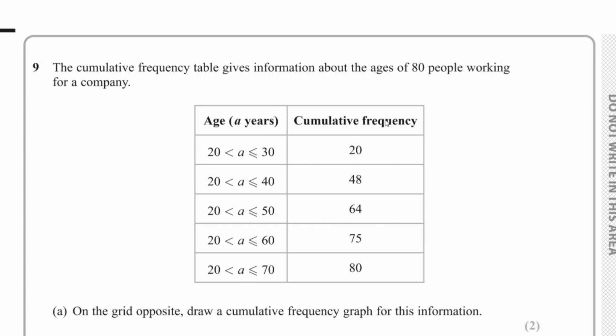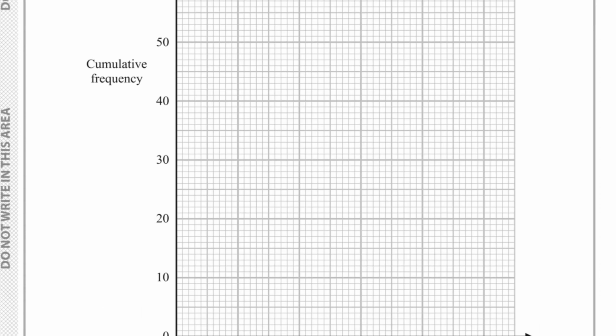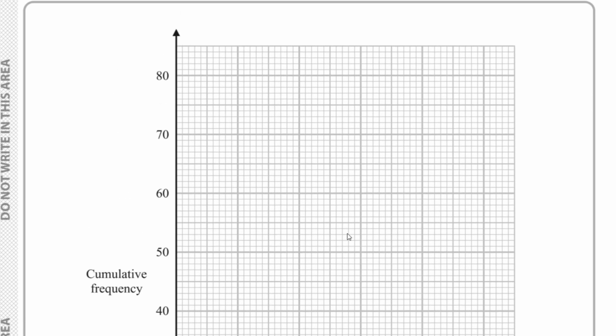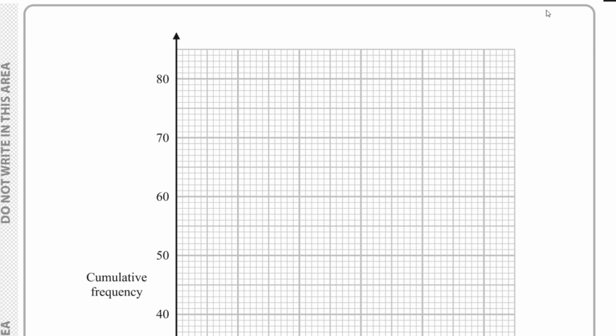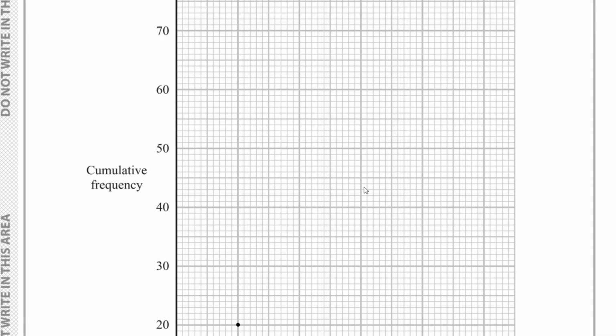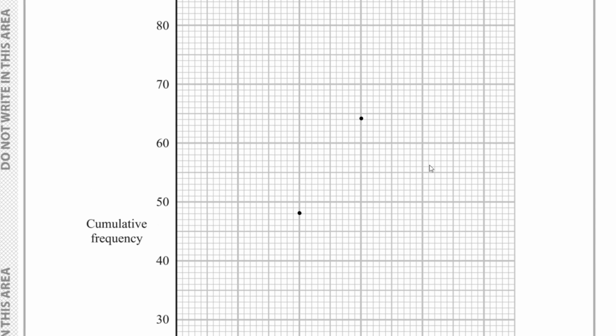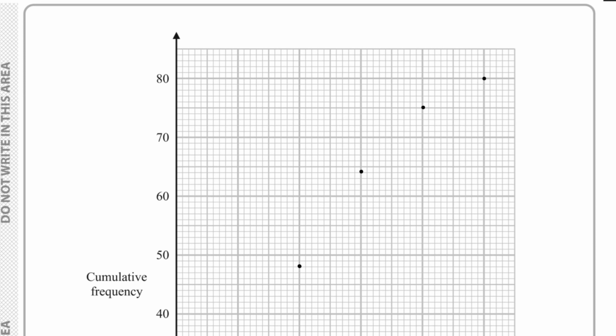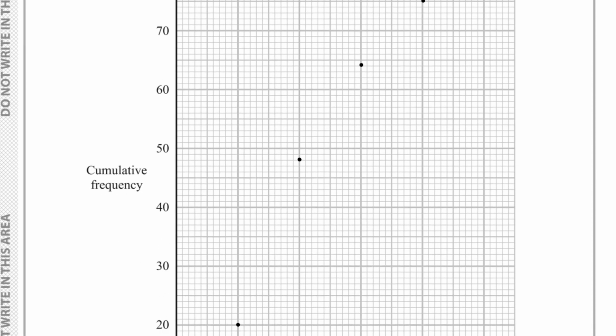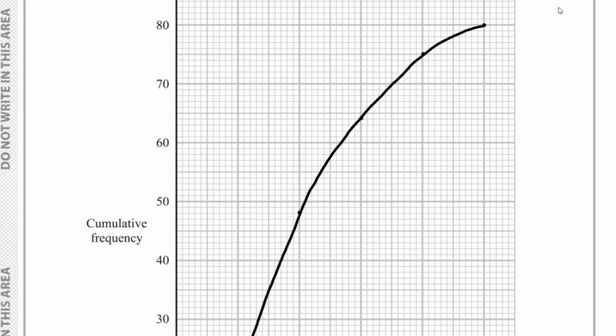Question number 9. The cumulative frequency table gives information about the ages of 80 people working for a company. We've got the age in years and the cumulative frequency. On the grid opposite, we have to draw a cumulative frequency graph for this information. So we've got our first point shown here, our next point shown here, the next point, the next point, and our final point shown here. And if we join these up, we end up with this as our cumulative frequency graph.